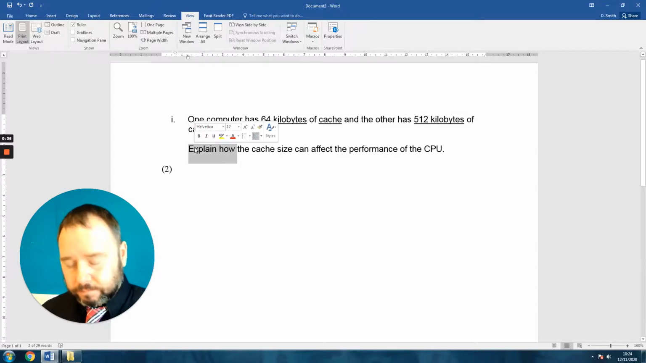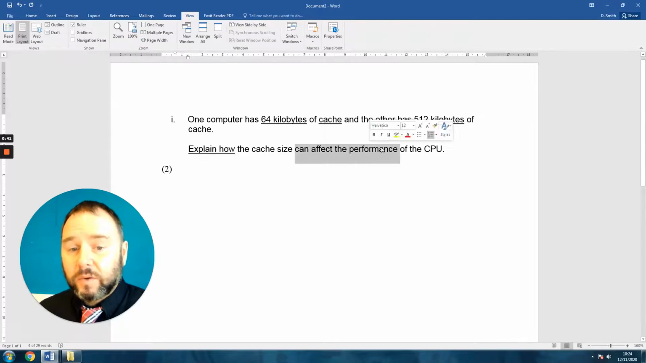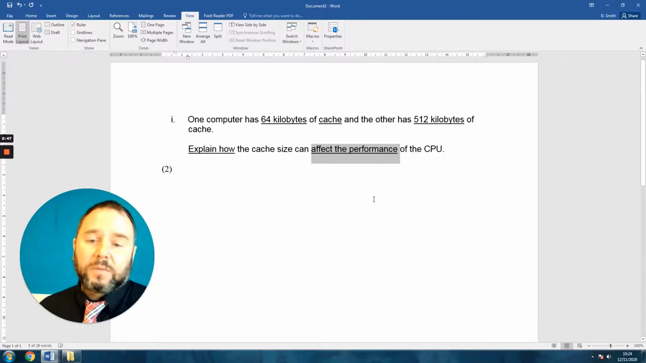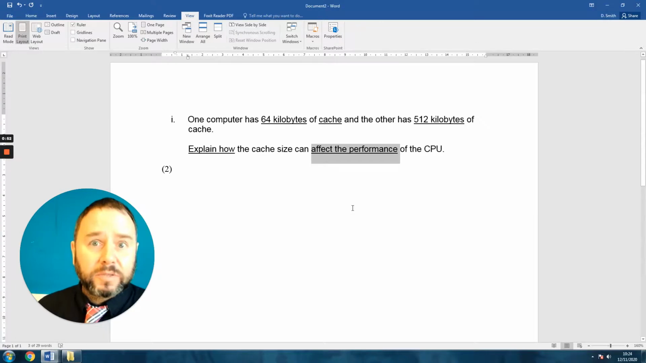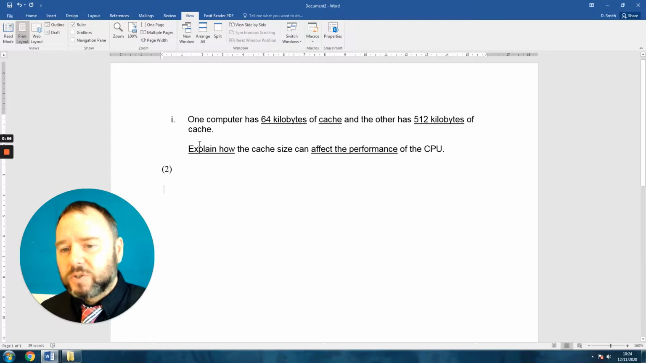Explain how the cache size can affect the performance. Now you notice it doesn't say how it can make it better, or indeed how it can make it worse, it just says how it can affect the performance. So you could say how it makes it better, and or how it makes it worse. We've only got 2 marks to pick up here, so it should be fairly straightforward. If there's more marks, there's loads we could say.